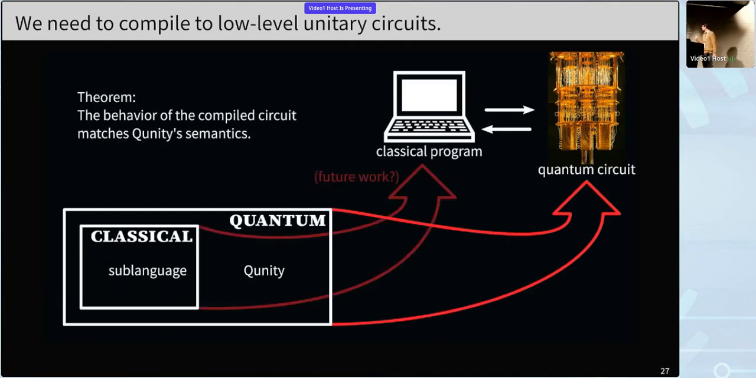As potentially interesting future work, it would be interesting to make this compiler a little bit smarter and compile the classical sublanguage to classical hardware. Right now, we're not doing that because it's simpler to just make everything quantum. That will not be efficient for running actual large-scale algorithms, but it is interesting potential future work.